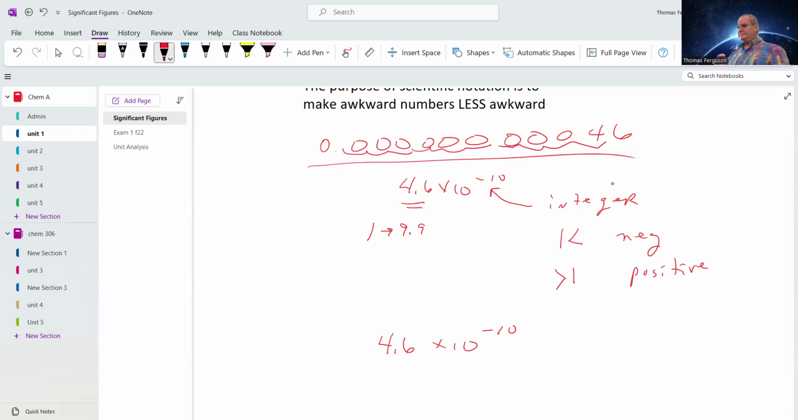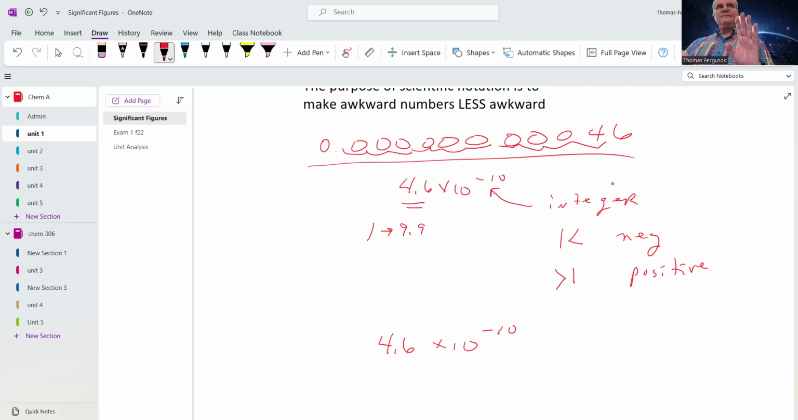Now, another way to look at it is I multiplied that tiny number to get to 4.6. So if I multiplied to get to here, I have to divide to compensate for that big multiplication. And that's what the 10 to the minus 10 is. Because the value of the number can't change. We're just renaming it, making it less awkward. But the value of the number is the same.